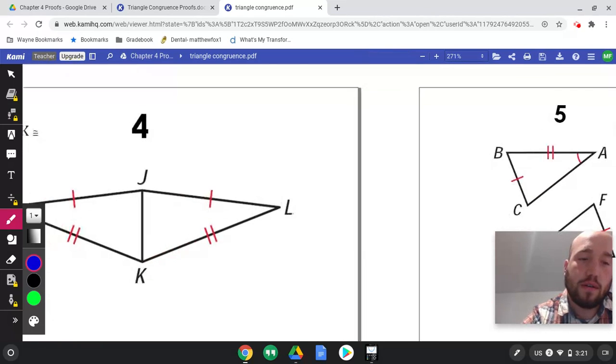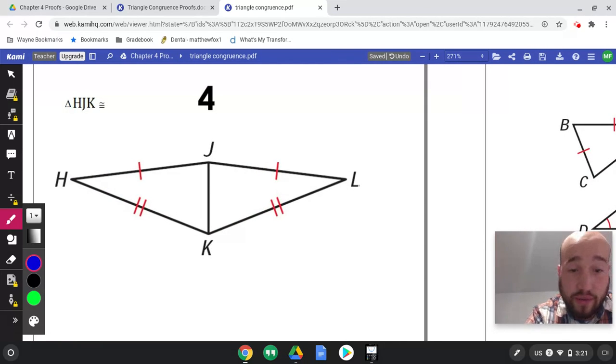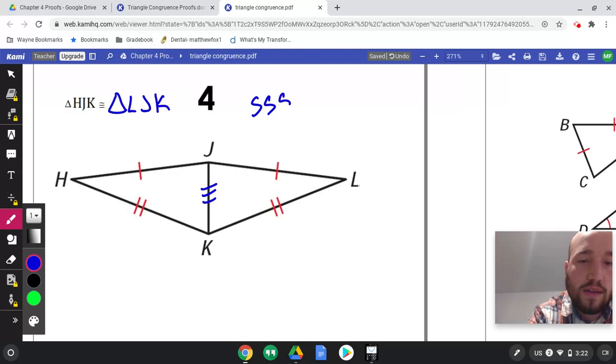All right. Our next one. Once again, reflexive property tells us that this JK is the same whether it's part of the left or the right. So if we look here, HJK goes over the 1 and then the 3 mark. So we're going to have to go over 1 and then 3, so it's going to be LJK. So triangle LJK, and I forgot to write, our reason is SSS. There are 3 sides marked.